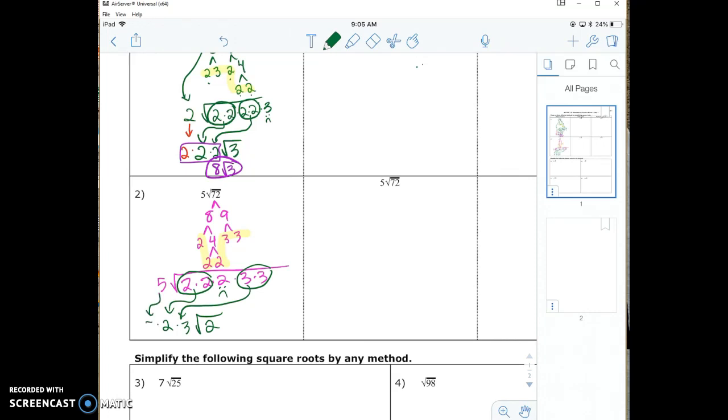And don't forget to carry down the number that was in front. 5 times 2 times 3. To simplify this, I can put this in my calculator. 5 times 2 times 3 is 30. And I keep my root 2. My simplified answer is 30 square root of 2.